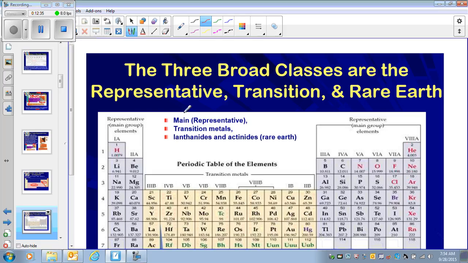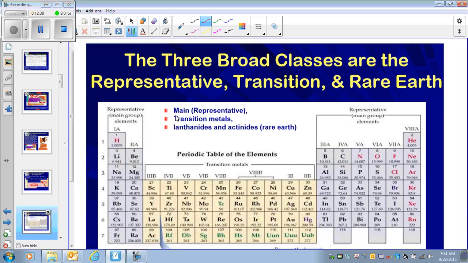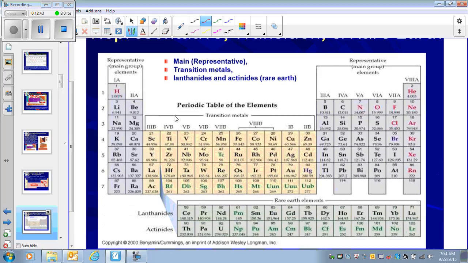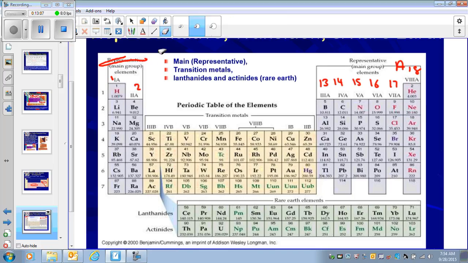So here are the three broad classes that represent the transition metals, representative metals. When you look at the periodic table, you see that we have what we call main group elements. So group 1, group 2, and then this part here, starting 13, 14, 15, 16, 17, and 18. As I said, they're also called A elements, so we call them main group or representative elements. Main group elements. I didn't mean to erase it. Okay, so main group elements.